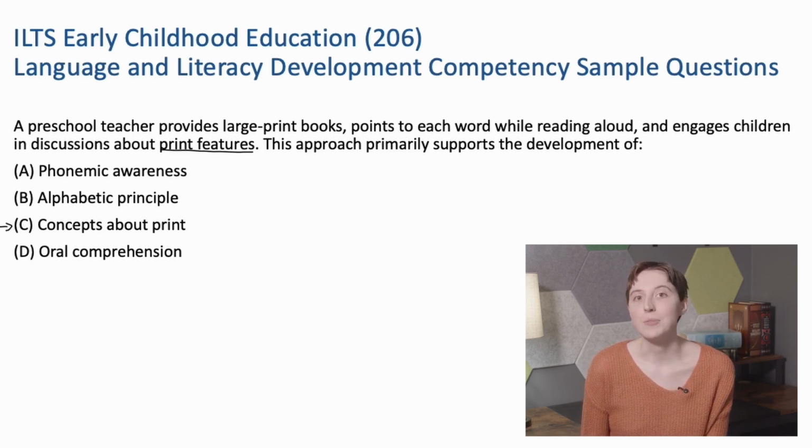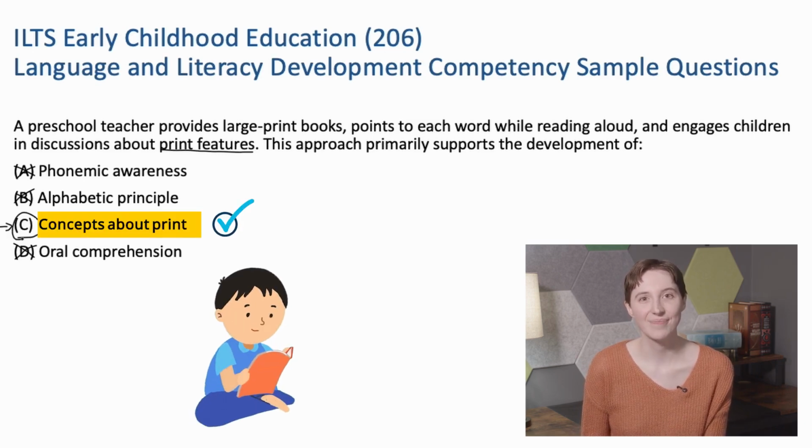Phonemic awareness involves manipulating individual sounds, not recognizing print. Cross it off. The alphabetic principle involves letter-sound correspondence, which doesn't exactly match the question either. Cross that one off too. Finally, oral comprehension refers to understanding spoken language, not print awareness. Now we can be sure C is correct.